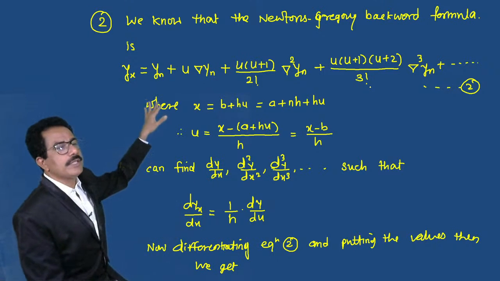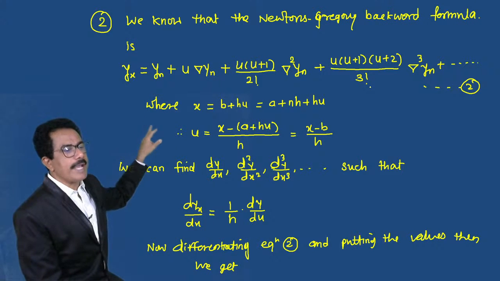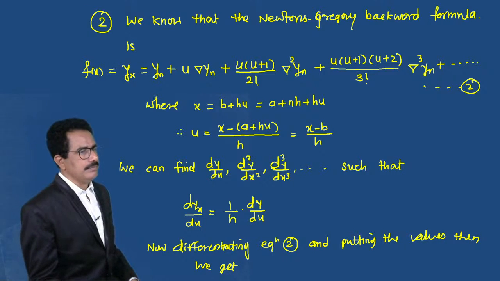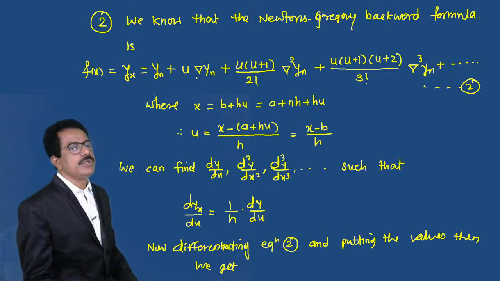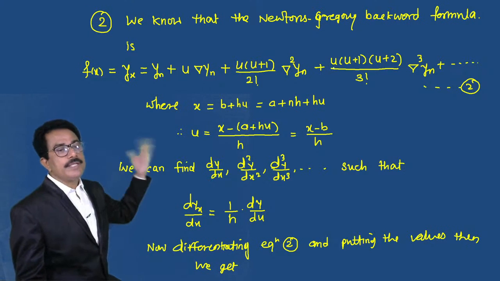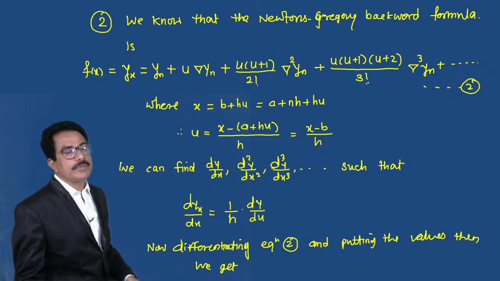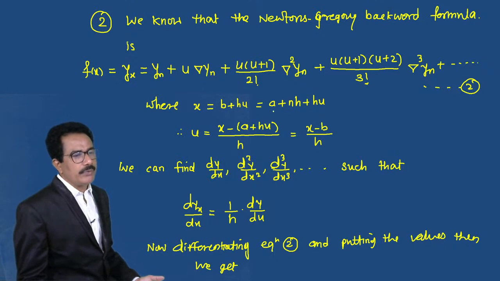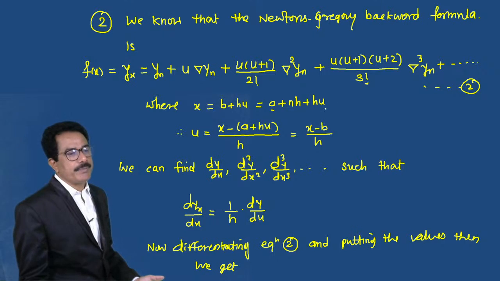Similarly, we know that Newton's Gregory backward formula is yx is equals to, or it is also known as f of x is equals to yn plus u del yn plus u into u plus 1 upon 2 factorial del square yn plus u into u plus 1 into u plus 2 upon 3 factorial del cube yn plus dot dot dot, where x is equals to b plus hu. B means last term, means nth term, b plus hu, or we can write a plus nh plus hu.